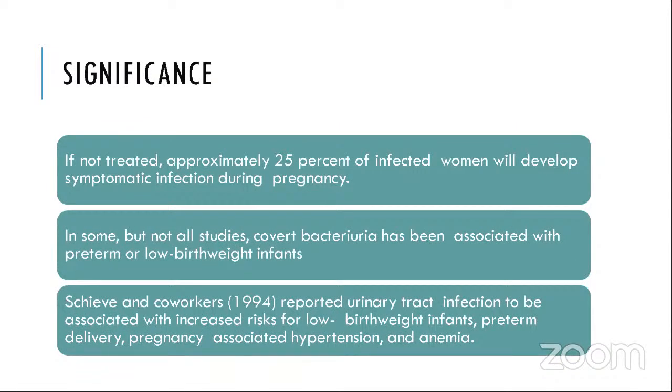Significance: if not treated, 25% of infected women will develop a symptomatic infection. During pregnancy, development to symptomatic infection is common, 25%. In some, but not all studies, bacteriuria has been associated with preterm or low birth weight infants. This is a condition affecting the outcome of pregnancy.